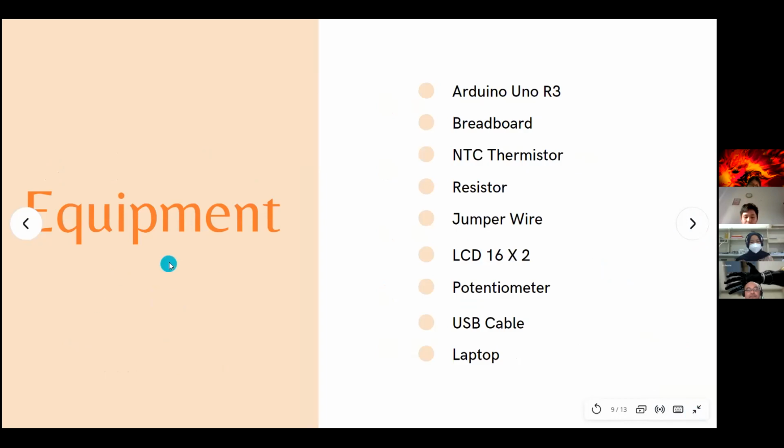As for the equipment that we're going to use, these are the equipment, as you can see in this slide.